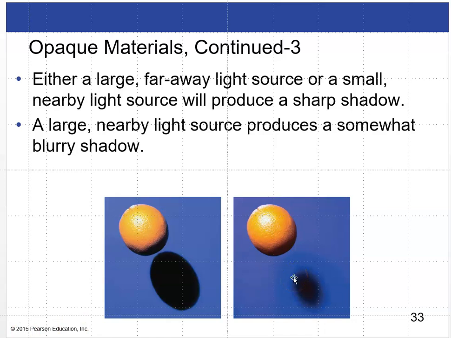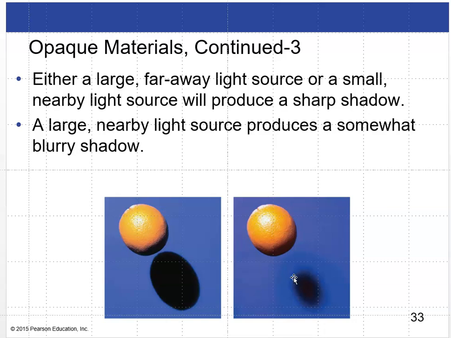A large nearby light source produces a somewhat blurry shadow. You can demonstrate this for yourself. All you need is a desk lamp and a table. The desk lamp on the table, turn it on. Hold your hand under the desk lamp in the light. If you hold your hand far away from the table, the shadow that you cast on the table is rather blurry. As you move your hand closer and closer, you'll notice that the center part of the shadow gets darker, while the edges remain faint and blurry and light gray.